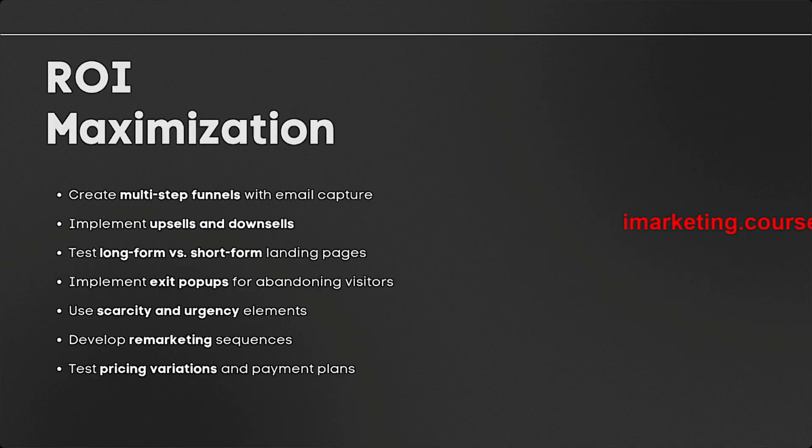Create multi-step funnels with email capture early in the process, allowing you to continue marketing to users who don't convert immediately. Test upsells and downsells to increase average order value. Compare long-form versus short-form landing pages to see which converts better for your specific offer. Implement exit pop-ups to capture abandoning visitors with a modified or downsell offer. Use scarcity and urgency elements ethically to encourage faster decision-making. Develop remarketing sequences that follow up with unconverted prospects across multiple channels. And test different pricing variations and payment plans to find the optimal price point and structure.